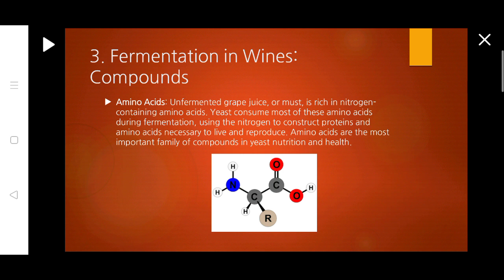And lastly are amino acids. Unfermented grape juice, or must, is rich in nitrogen-containing amino acids. Yeast consume most of these amino acids during fermentation, using the nitrogen to construct proteins and amino acids necessary to live and reproduce. Amino acids are the most important family of compounds in yeast nutrition and health. And this is the compound of amino acids.